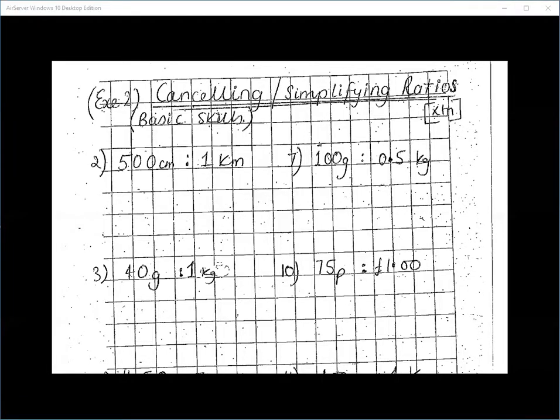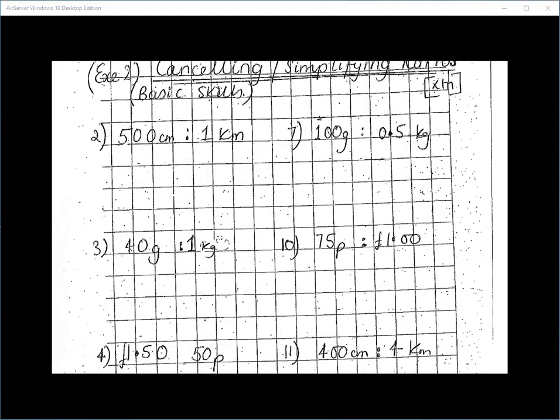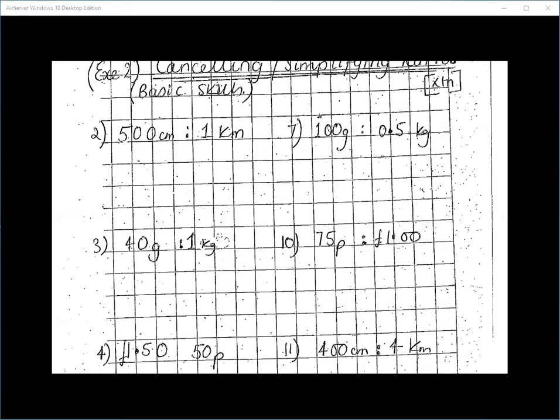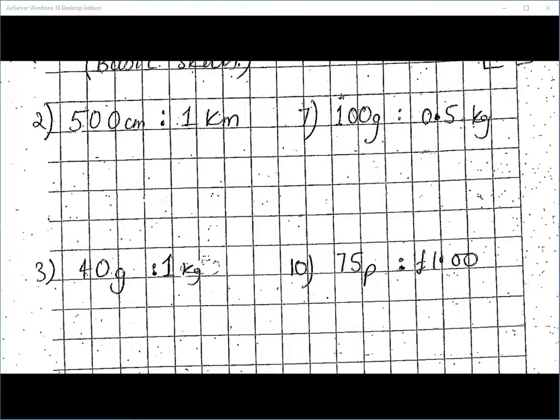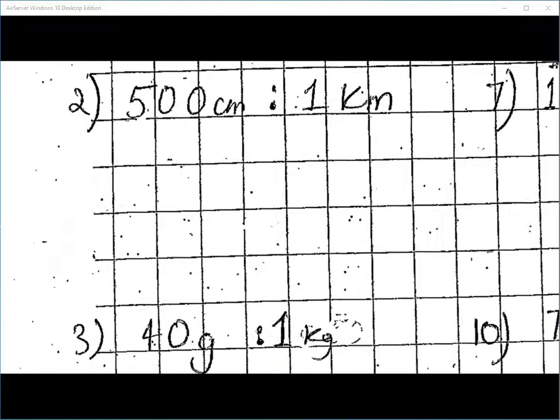Okay, welcome back, folks. We are looking at exercise 2 from the basic skills book. A lot of students know that as the Apple book, cancelling and simplifying ratios. This is the one where we have different units in the question. You'll see here it's not labeled question 1, 2, 3, 4. I selected certain questions from the exercise, the ones which had different units in them. So that's why you see them numbered the way they are. Them are the actual question numbers. So let's have a look at this first one now.